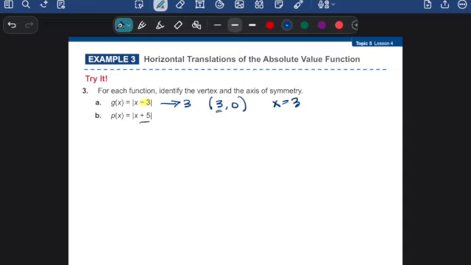Part B, inside the parentheses is +5. That means we're moving to the left 5, so that when I add 5 to -5, I get back to 0 where the parent function is. So that means my input, my x value, is going to be 5 less, or at -5, 0, there's my vertex. And the axis of symmetry, remember the vertex is on the axis of symmetry, so the line would be at -5. A vertical line at -5.